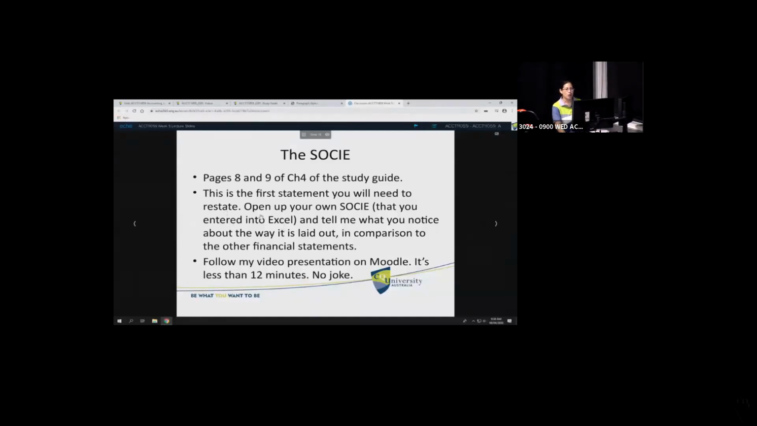So what I would like, well, this is sort of what we've already done, really. When you open up your own statement of changes in equity that you entered into Excel as part of assignment 1, I usually ask my Mackay students, tell me what you notice about the way it is laid out in comparison to the other financial statements. And that's when we look at the fact that a lot of companies will represent their statement of changes in equity in a flip format to the other financials. So the other financials usually have the 2 years as columns. A lot of companies will actually put the 2 years as rows in a statement of changes in equity, and they have the different equity items as columns.